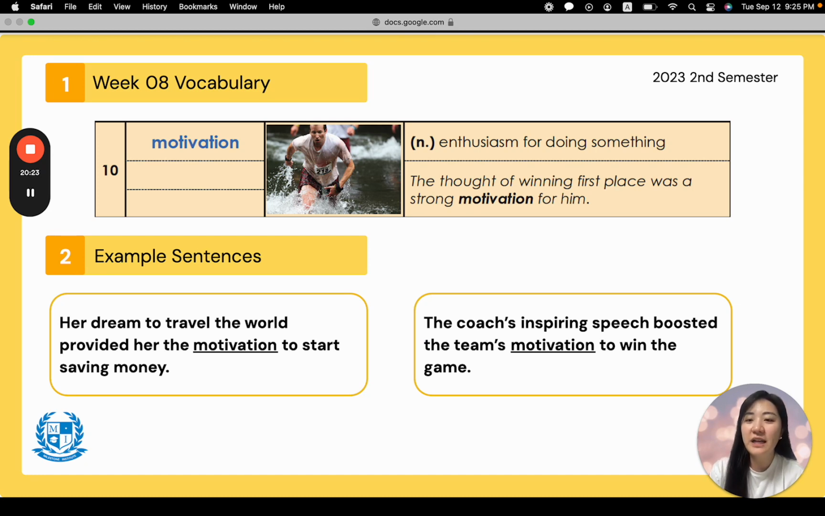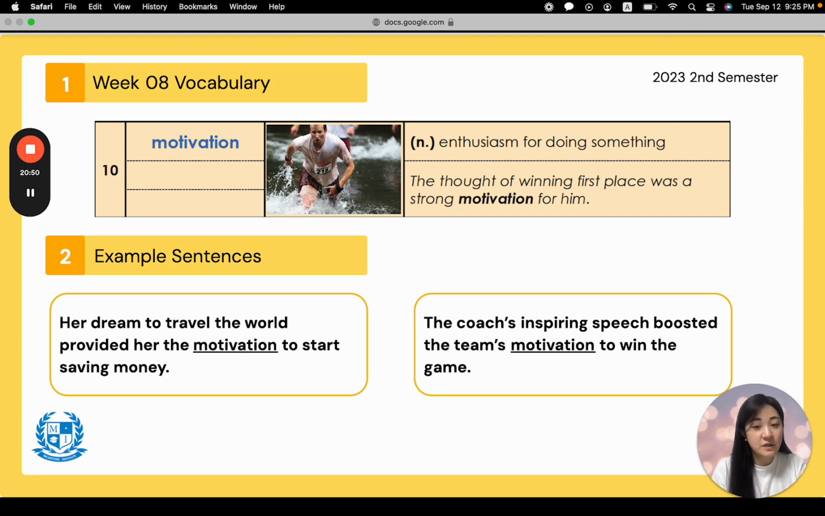Example sentence 1. Her dream to travel the world provided her the motivation to start saving money. So, that's kind of like me. I want to travel all around the world. So I'm like, I can do it. But wait, I need to save money to do it. So she started saving money so that she can start traveling around the whole world. Her motivation is the thing that makes her keep going.